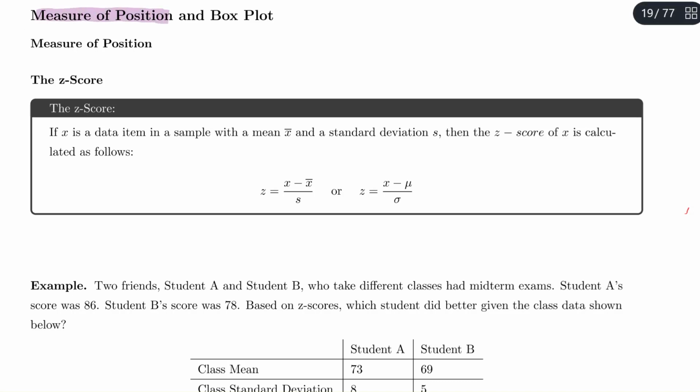Measure of position and box plot. So first let's look at measure of position. One ideal measure of position we're going to look at is called the z-score.